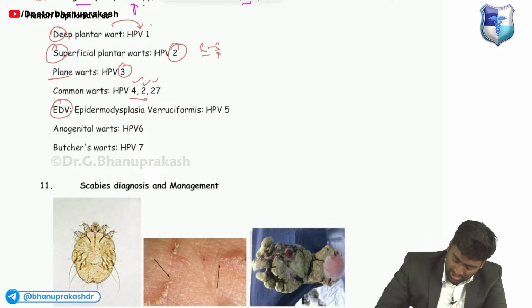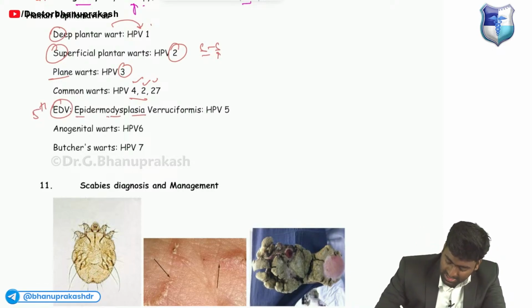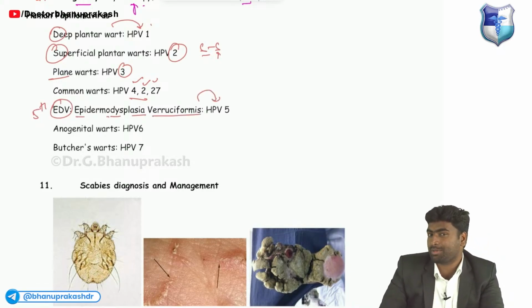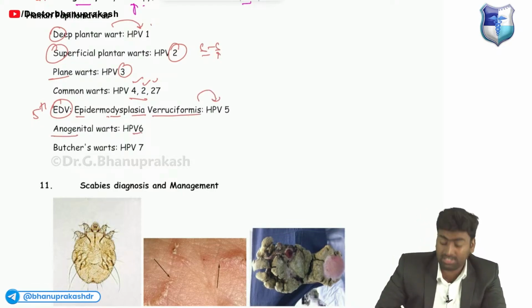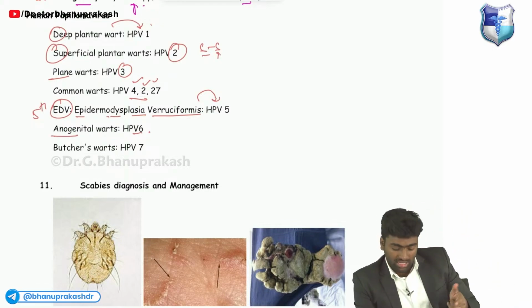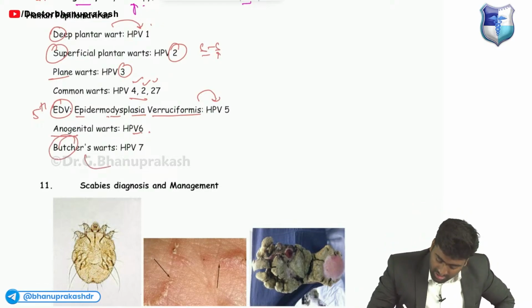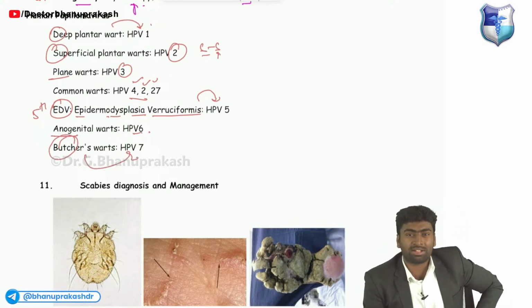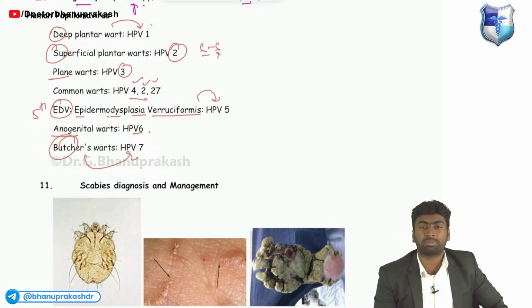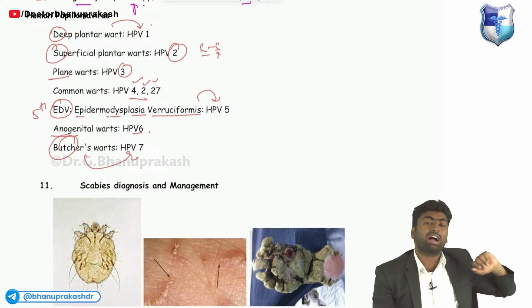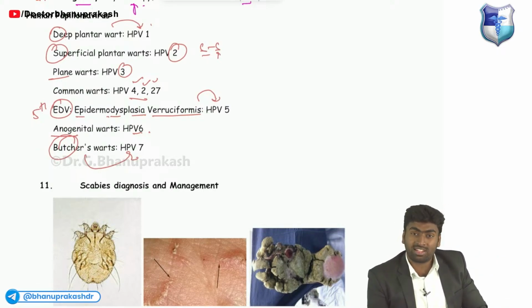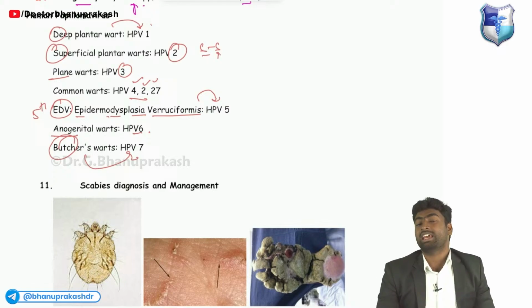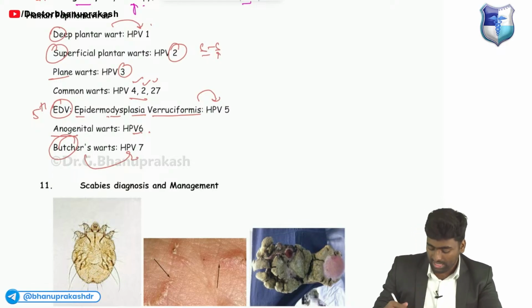Whereas EV, the fifth alphabet, epidermodysplasia verruciformis, is caused by HPV5. Next, anogenital warts, as we know, are 6 and 11. Butcher's wart, which spreads from animals, is HPV7. So remember, condyloma acuminata is by HPV 6 and 11, whereas carcinoma of the cervix is especially from 16 and 18. I guess you got it.